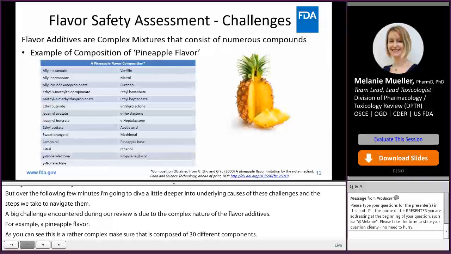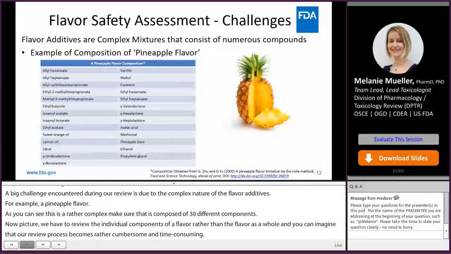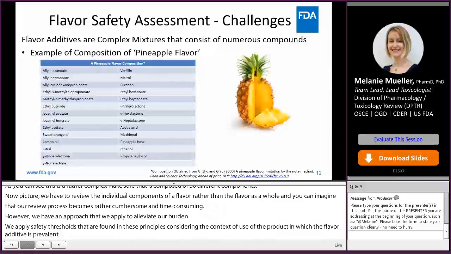However, we have an approach that we apply to alleviate our review burden. We apply safety thresholds that are founded in PharmTax principles, considering the context of use of the drug product in which the flavor additive is present. Now, applying these safety thresholds allows us to limit review to those flavor components for which the maximum daily intake exceeds the safety thresholds that we determine to be appropriate based on the context of use of the drug product.